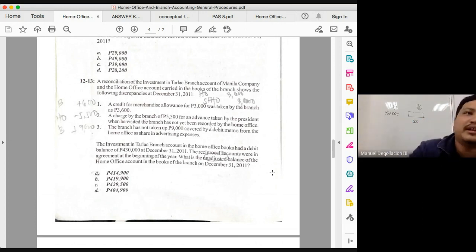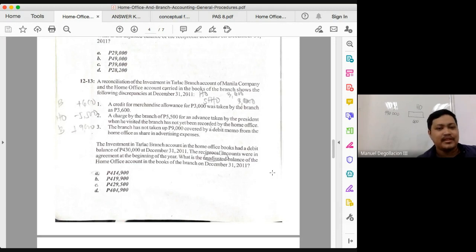We will have to increase the home office account by 600,000. And this is where students get confused, because they would think, what then is the effect of a credit memo? Will it increase or decrease? Supposedly, if the home office credited your account, the reciprocal account should have been decreased. But why are we adding 600 here? It's because we have over deducted, we had an over deduction. So to correct that one, we will have to add back the 600.